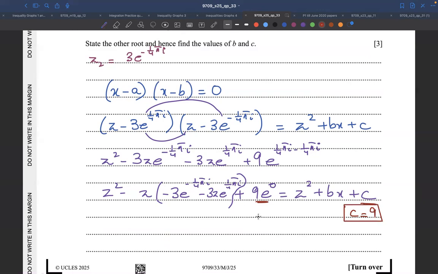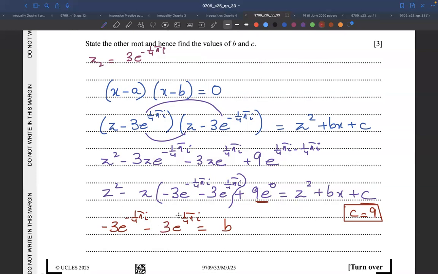Now, to find the value of b, we compare these two terms over here. So we have minus 3 e to the power minus 1 upon 4 pi iota minus 3 e to the power of 1 upon 4 pi iota equals b. And we just get rid of the z over here, because z shouldn't be over here anymore. So this would be 3 only, and again we'll have 3 over here.